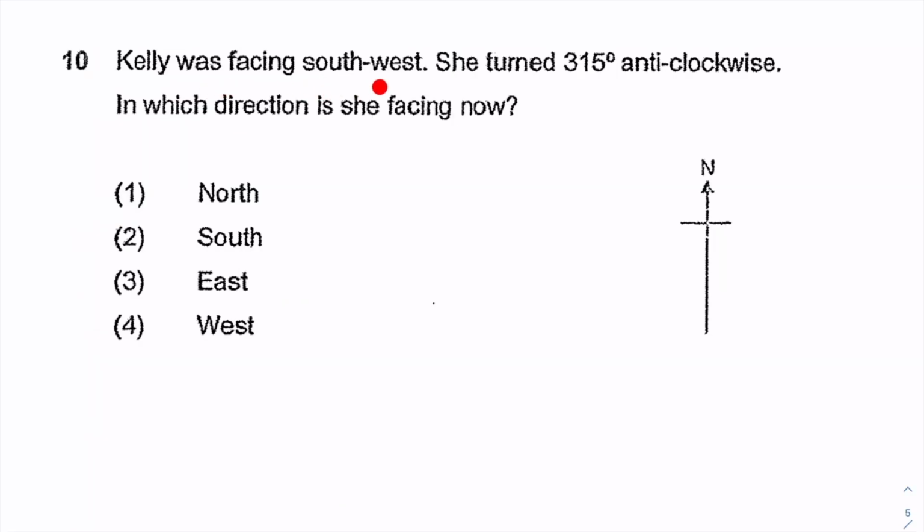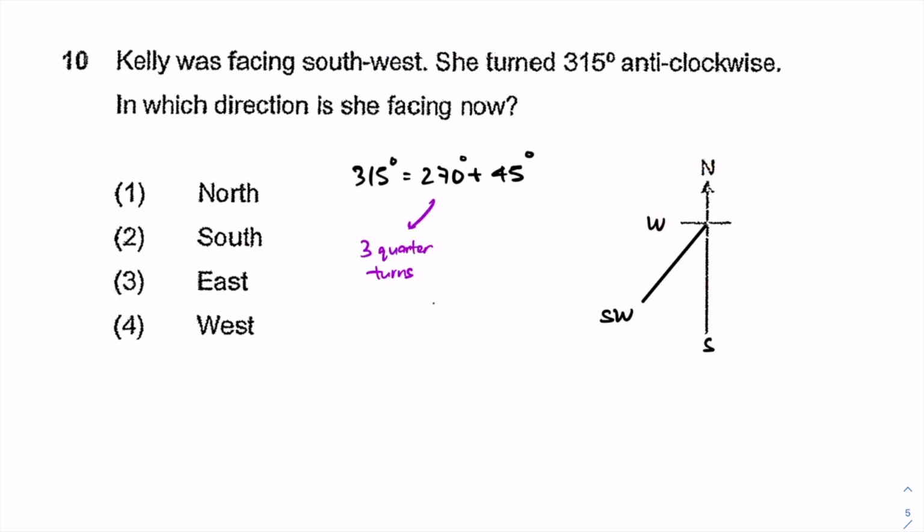Kelly was facing southwest, she turned, okay, Kelly was facing southwest. How about we draw this, right? She was facing southwest. She turned 315 degrees anti-clockwise. Anti-clockwise would be going this way. Now, I like to break up 315 to 270 and 45. So this is 3 quarter turns. That's 90 degrees, 90 degrees, 90 degrees.